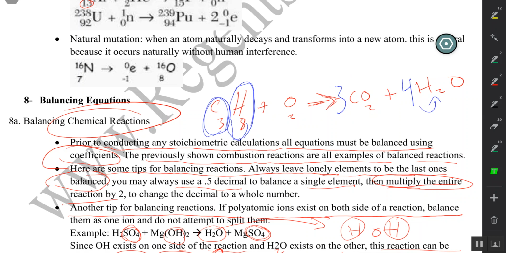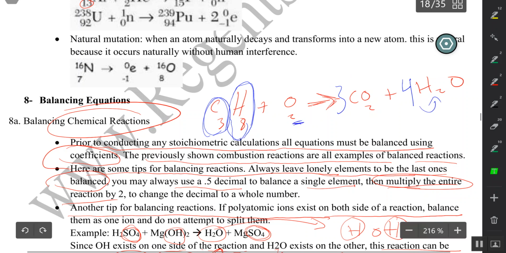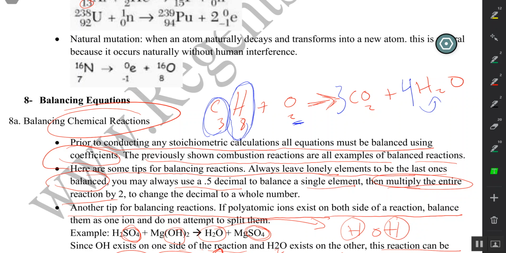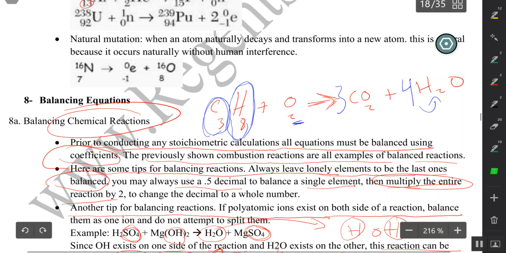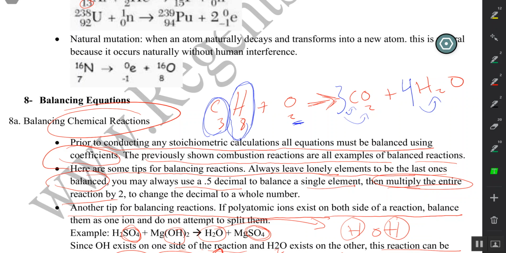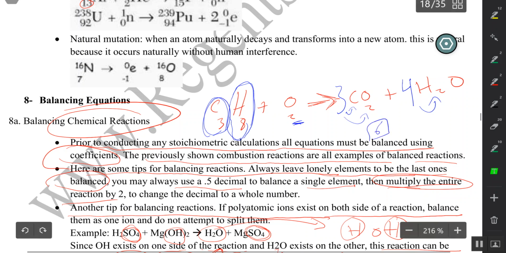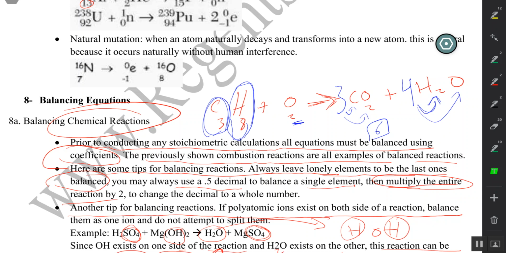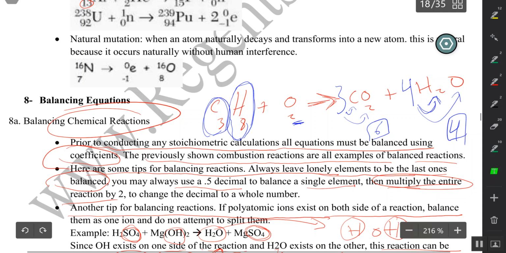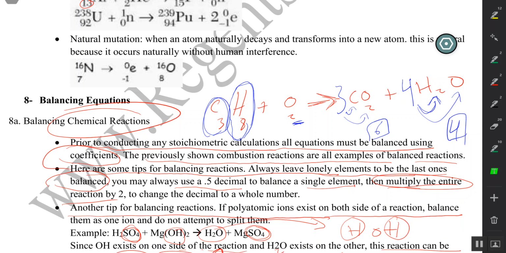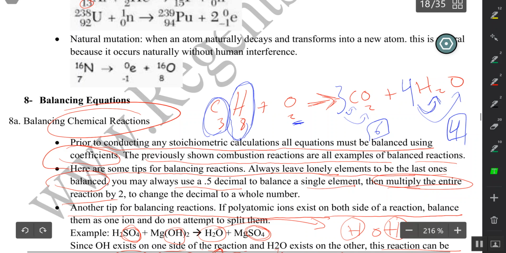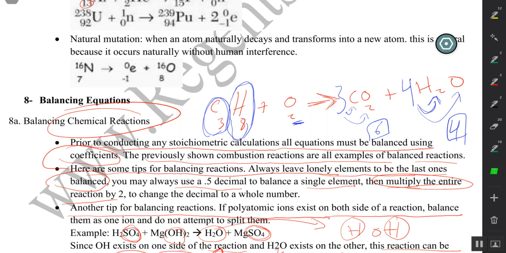Now I will worry about that lonely element, which I left to the end. Let's see how many oxygens I have, on the right side first. On the right side, I have this 3 distributes. I have 3 carbons and I have 6 oxygens. So here I have 6 oxygens. This 4 distributes. I have 8 hydrogens and 4 oxygens. So the total amount of oxygens on the right side is 10. The total amount on the left side is 2.